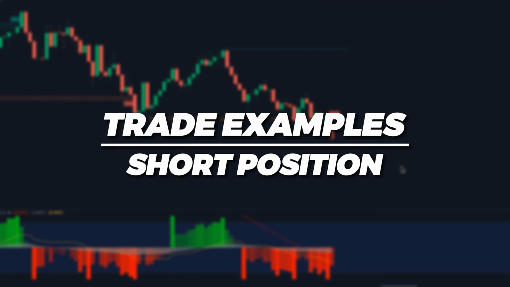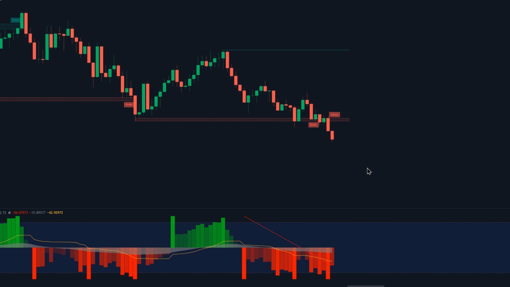Now, to take a short position, we're going to do the opposite of what we did for the long positions. Let me show you. First, identify a support level. So this red level represents the support level. And then wait for a break and retest of this level. This is the break and this is the retest. This extra candle was needed as a confirmation for this retest.